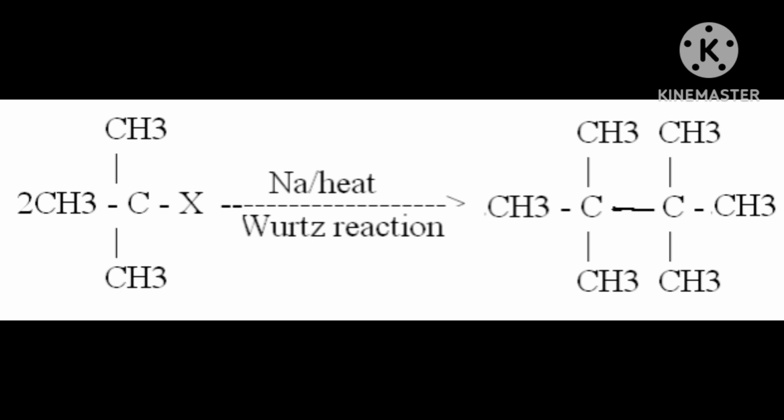correct. Why will some group come to the ortho, and some group come to the meta, and some group come again to the para? The main reason is that where the electrons are, there the positively charged electrophile will come. The electrophile, the positively charged group, will come only where that group will get electrons and make a bond, okay.